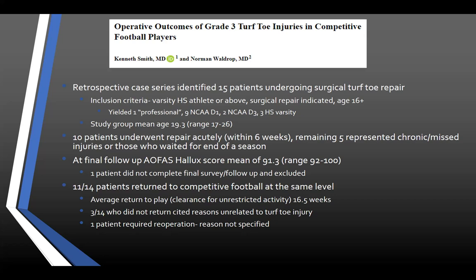11 out of 14 did return to play competitive football, but they did make a note that of those 3 who did not return, they cited reasons unrelated to their injury. So it appeared that they did not have an injury-related reason for not returning. They cited more that they did not want to play at the next level or, quote, weren't talented enough to go on to the next level. So overall, patients from this study appeared to also do relatively well and had good return to play rates.